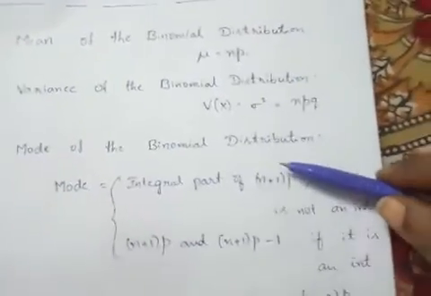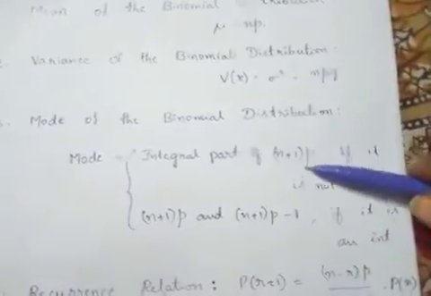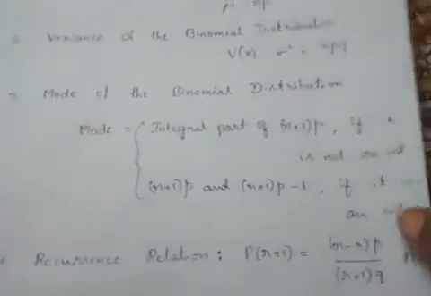And this is the formula for the mode of the binomial distribution, and it is a recurrence relation. Mostly we use mean and variance in solving problems. So let us see one example using mean and variance.